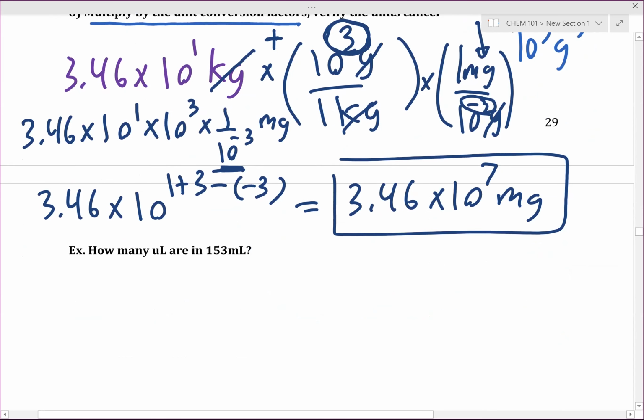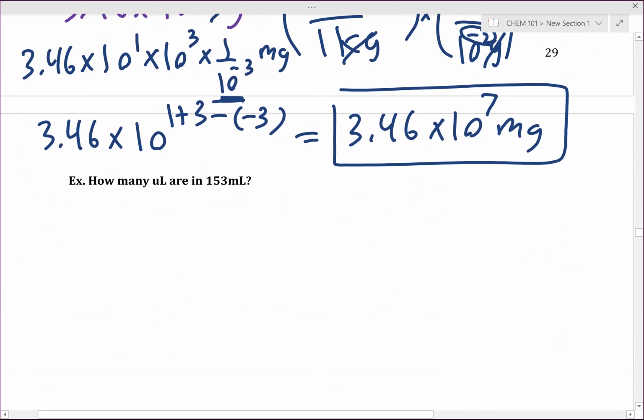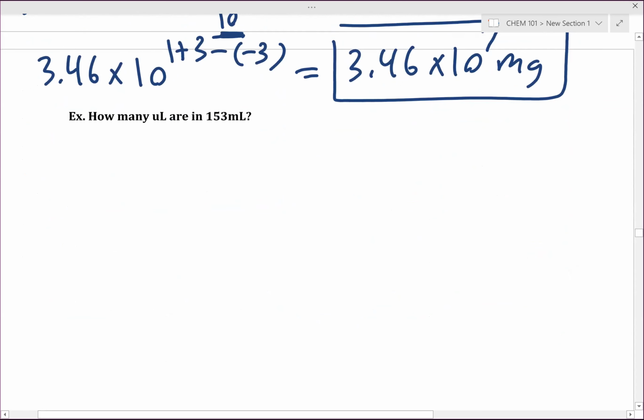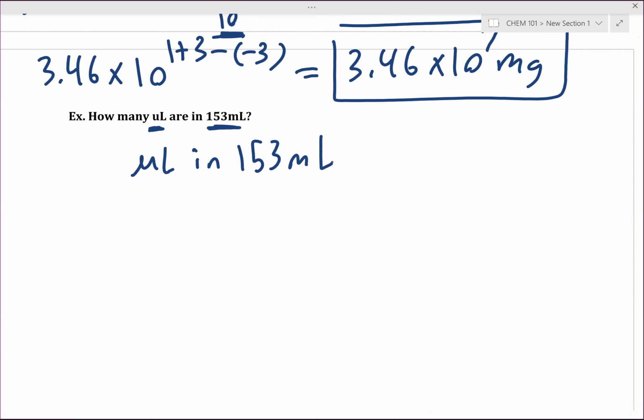Okay, now I'm going to let you loose on the following example. I'd like you to tell me how many microliters are in 153 milliliters. And I encourage you to set it up procedurally, and please do not skip steps.